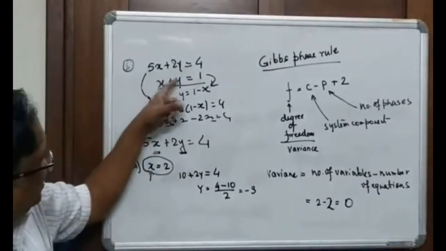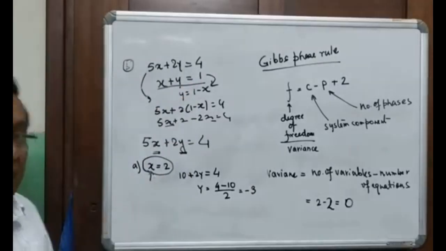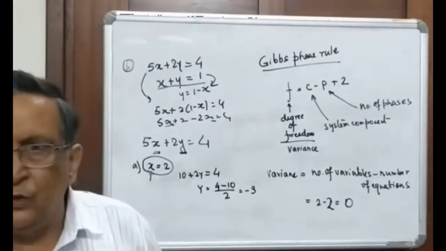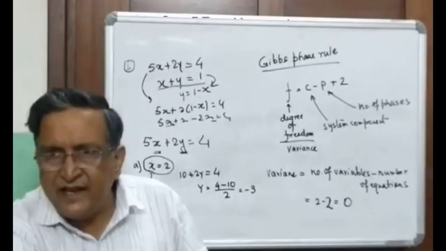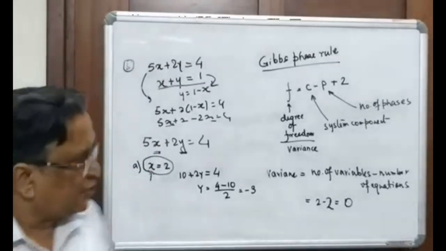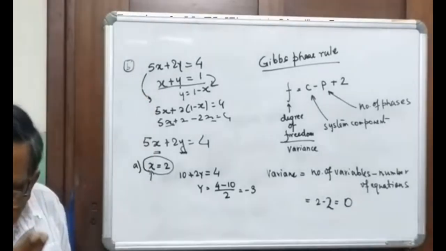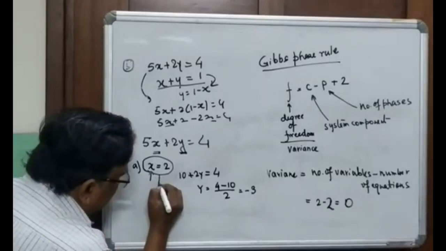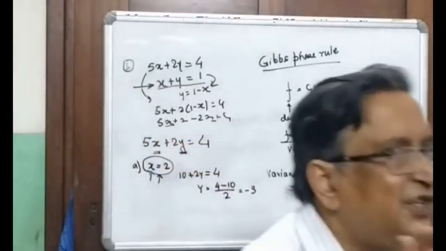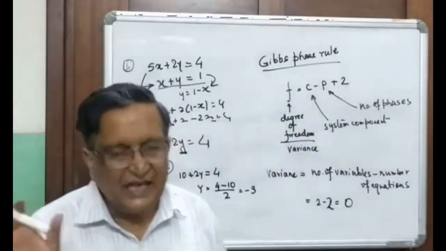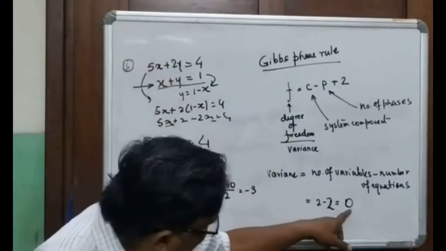And here x plus y is equal to 1 is also an equation. This was just to tell you that when we put in a value for a variable, that's an equation. So A and B, although they look different, are one and the same, because here you have used an equation, and here you have used an equation. Essentially no difference. Because you have two equations, your variance is 0 here.